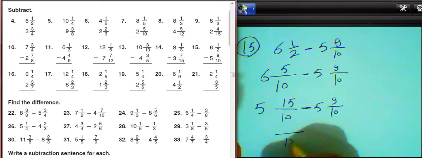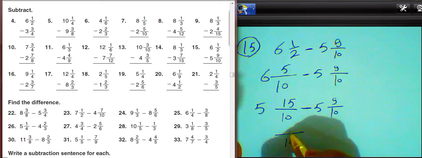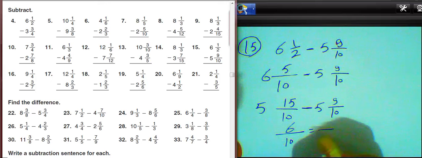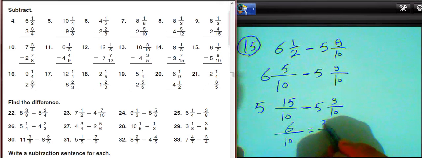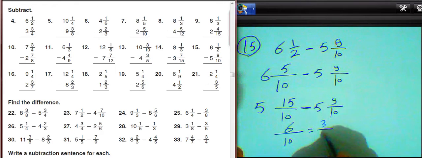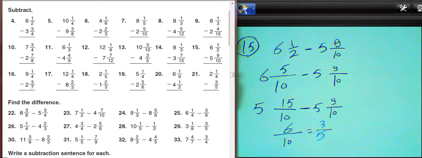We can complete 10. 15 subtract 9 equals 6, and simplify this fraction, 6 over 10, we can divide it by 2 in numerator and denominator, because we have even numbers. 6 divided by 2 equals 3. 10 divided by 2 equals 5, so the result will be 3 over 5. Question 16.